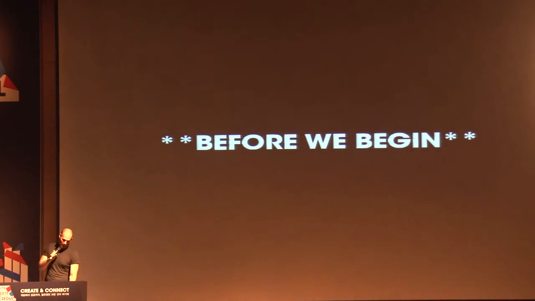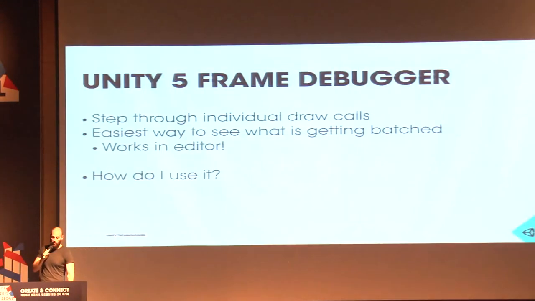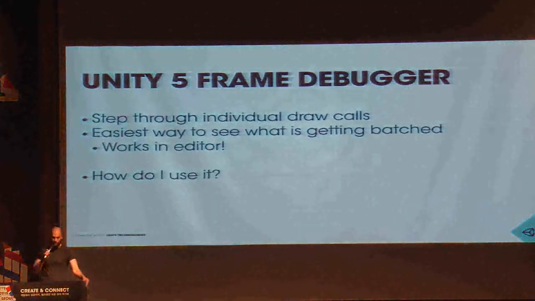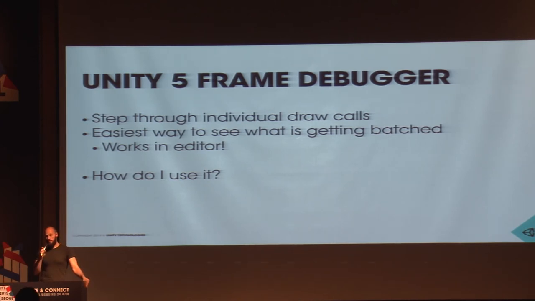But before we begin, we're going to have a quick walkthrough of the Unity 5 frame viewer. Now, this was a feature we introduced in Unity 5. It's a tool that allows you to step through individual draw calls. It's the easiest way to see what's getting batched in your scene, and it works right in the editor. It's important to note that this isn't just for the UI system. This is a general Unity tool that works for a lot of things, but it's especially useful for the UI. Let's take a look now.